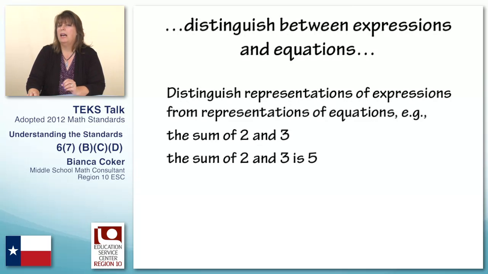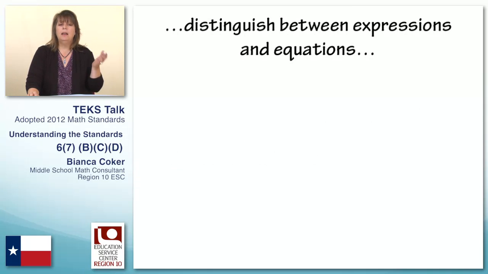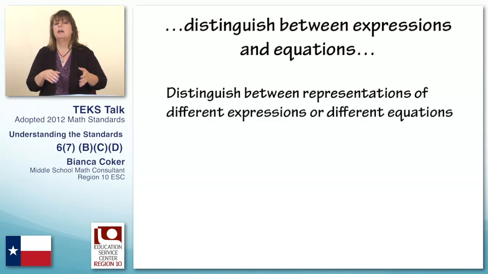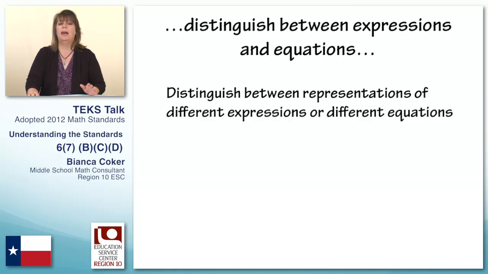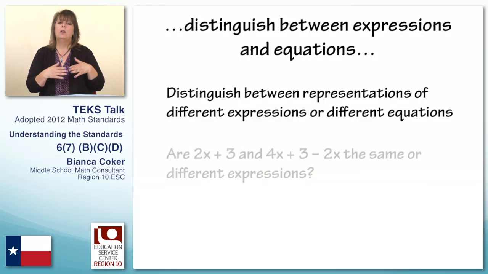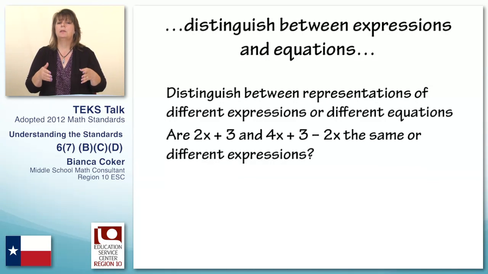So that's one way I think, even if the standard isn't intending that, that's something we have to address all the time with our students. Now, the other way of thinking about this might be distinguishing between representations of different expressions or different equations. So that's the second interpretation we might have from that. For example, we might ask, are 2x plus 3 and 4x plus 3 minus 2x the same or different expressions? Do they represent the same quantities? So that would be the other way of thinking about 6.7b.